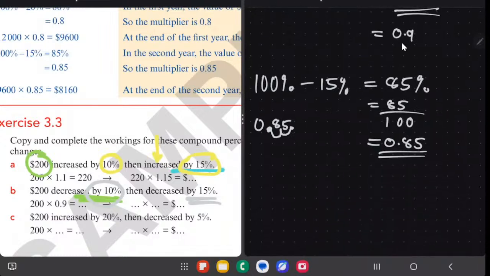Now, you can now say, let's find out what it is. The new amount. You will now say $200 times 0.9 times 0.85. What will we get now? Can you multiply 200 times 0.9 times 0.85? Can you multiply and tell me what you get? Yes.